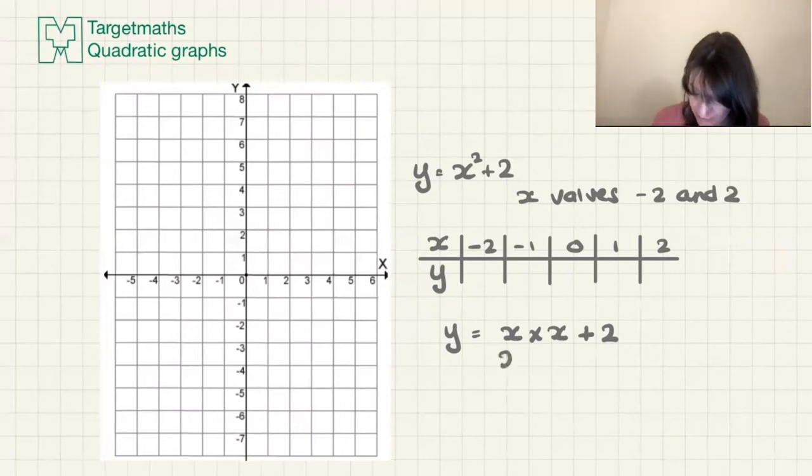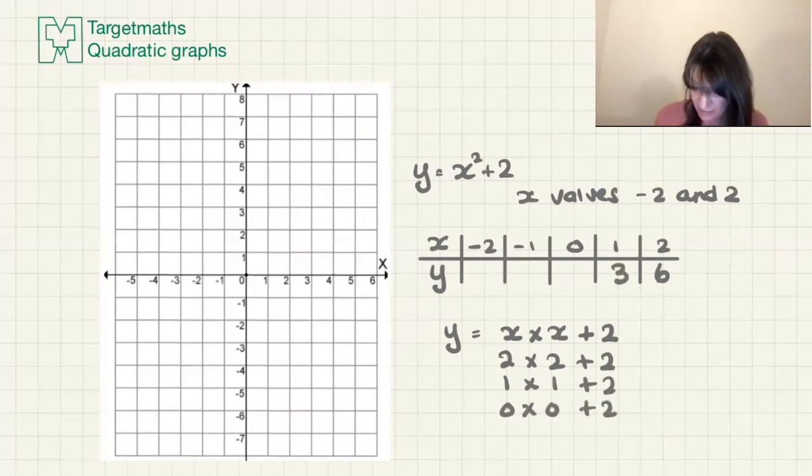So 2 is going in first. So 2 times 2 is 4 plus 2 is 6. Then it's the turn of the number 1. 1 times 1 is 1 plus 2 is 3. 0 times 0 is 0 plus 2 is 2. Right, minus 1 times minus 1 is 1, plus 2 is 3, and I can see it's turned on itself. It's going down, down, and now it's going back up. So I don't need to do the next one. I can see it's going to be 6.